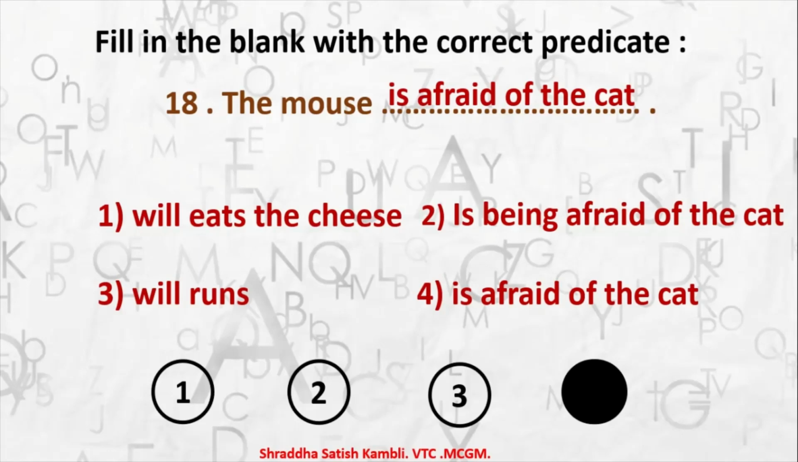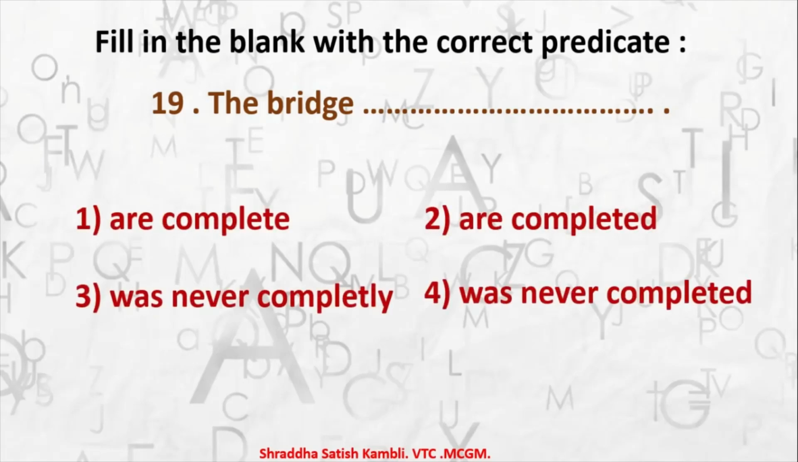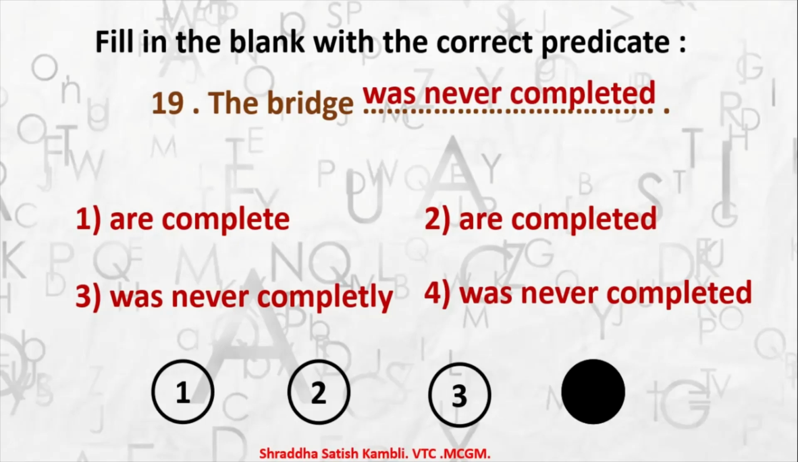Here we have the last question for you in the video. The bridge dash. What happened to the bridge? The bridge are completed. The bridge was never completely. The bridge was never completed. So which one is the right one? It is the fourth one. The bridge was never completed. So that is the correct predicate in this sentence.